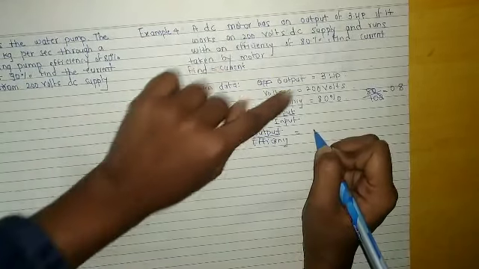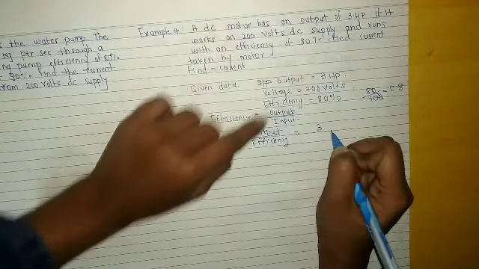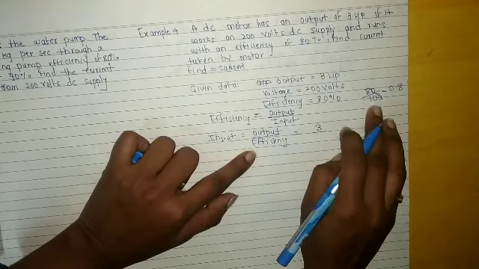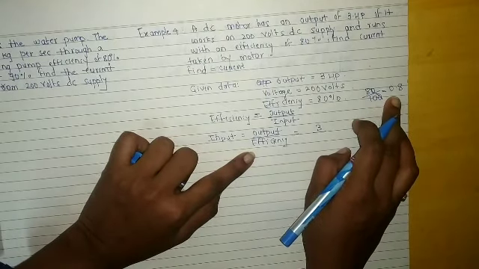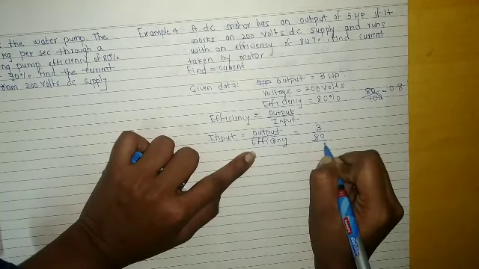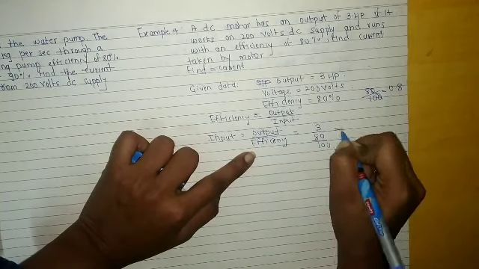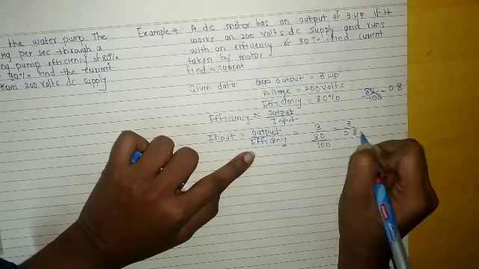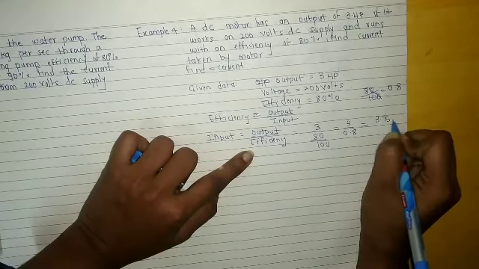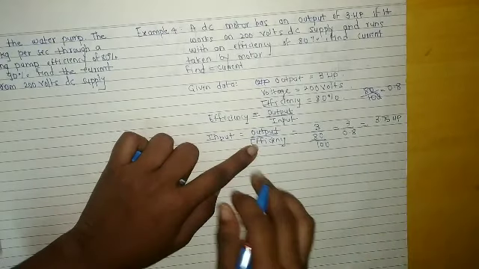So what is the output? 3 HP, and the efficiency is given in percentage, so we have to convert it. We divide it by 100, so the answer is 0.8, or you can simply write 80 divided by 100. Then 3 divided by 0.8 gives 3.75 HP.